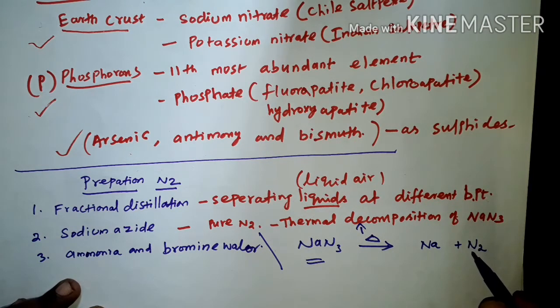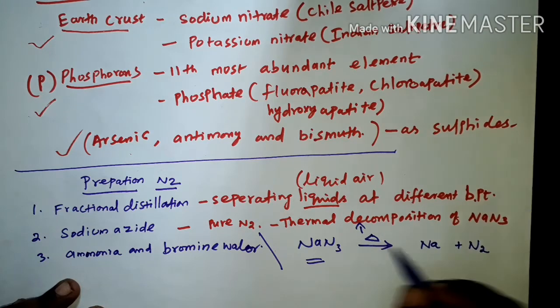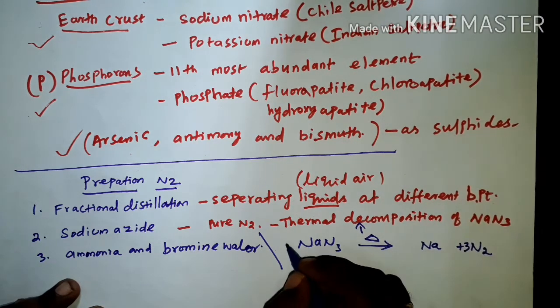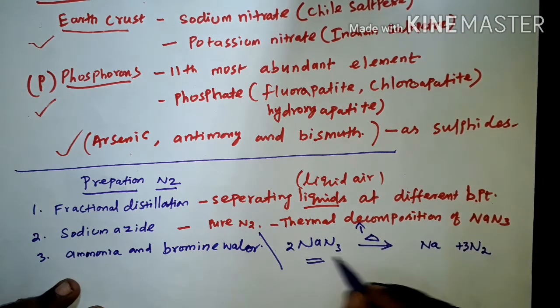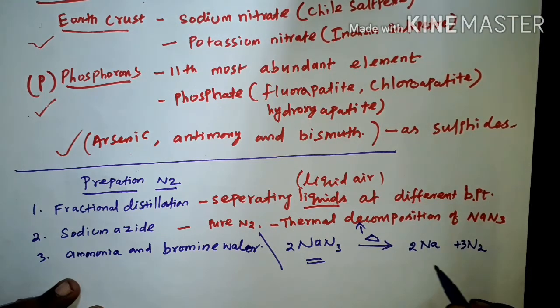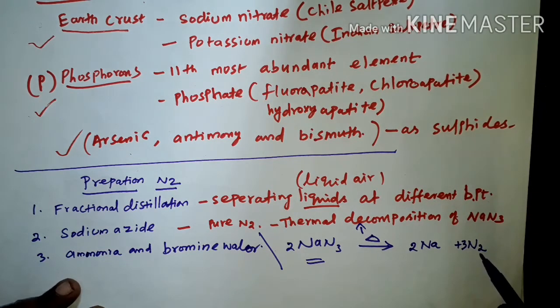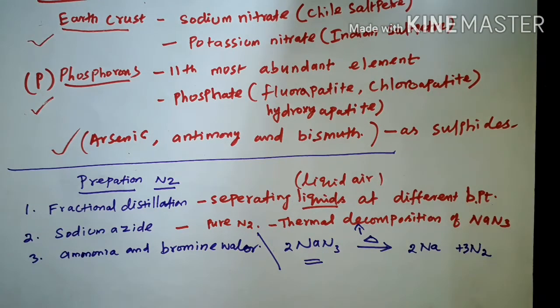Now balance the equation. 3 nitrogen, so put 3 here. Now 6 nitrogen, put 2 here. So here put 2. Now the equation is balanced. So 2NaN3 gives 2Na plus 3N2. So this is the preparation of pure nitrogen from sodium azide.